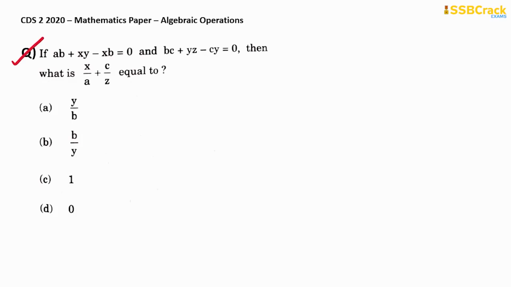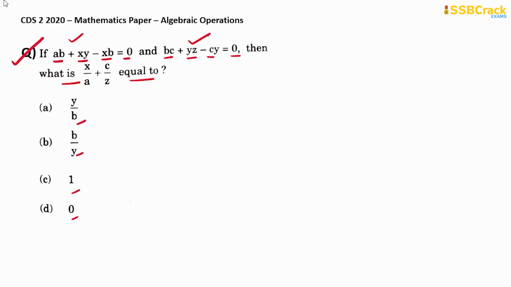Now coming to the next question, it states that if AB plus XY minus XB is equal to 0 and BC plus YZ minus CY equals 0, then what is X by A plus C by Z equal to? The given options are Y by B, B by Y, 1, 0. Here we can see that X and A are given in the first equation and C and Z are given in the second equation. So we can solve both the equations one by one to find the values of X by A and C by Z, and then by adding we can get the answer.